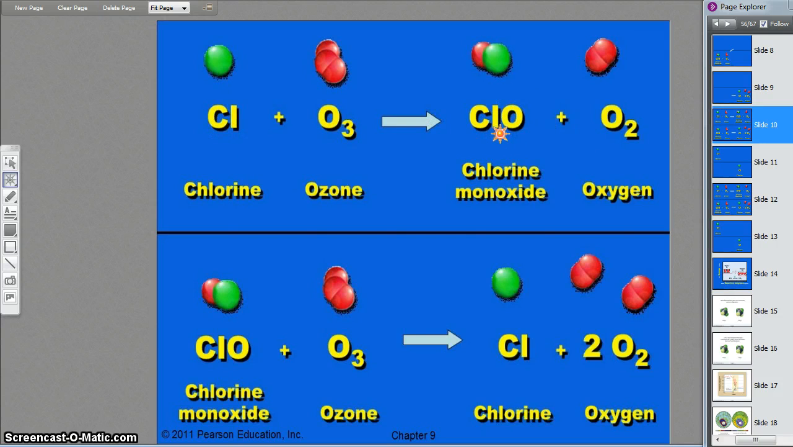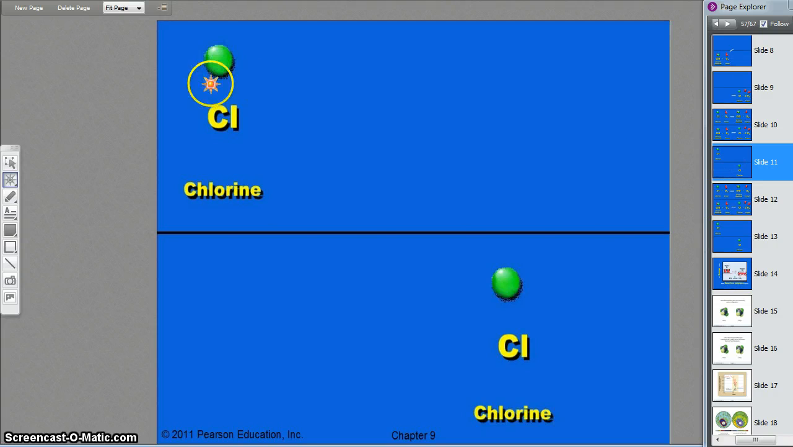So you can see here we started with a chlorine and an ozone. We ended up with chlorine monoxide and an oxygen. And then that chlorine monoxide reacted with another ozone to break the chlorine free, basically, and produce 2 oxygen molecules. So we started with 1 chlorine and an ozone, and when we added one more ozone to it, we ended up with a chlorine and 3 oxygen molecules. So we started with a chlorine atom and we ended with a chlorine atom. The chlorine did not get used up.